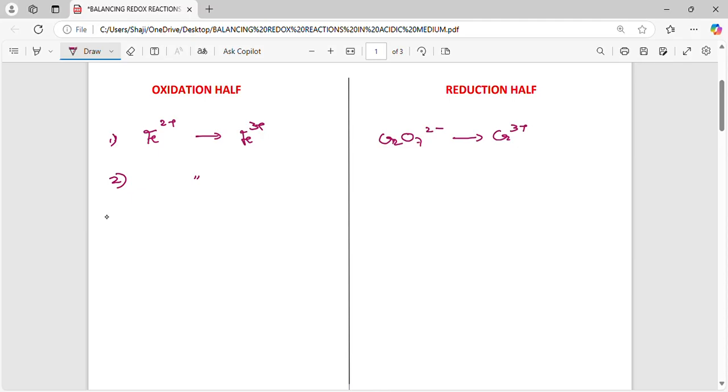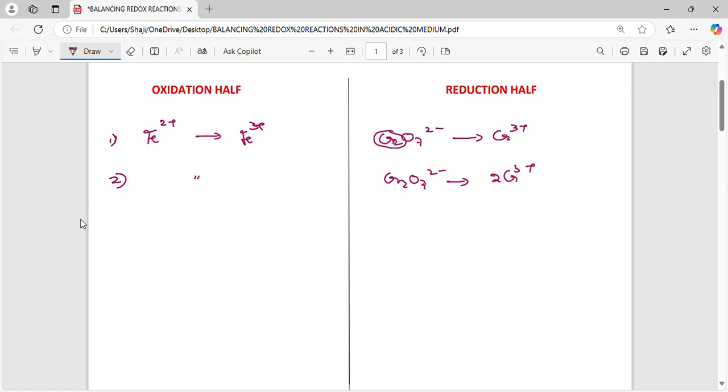But in the reduction half, you see there are 2 chromium atoms on the left side, but there is no chromium on the right side. So we'll do the balancing like this: Cr2O7 2- gives 2 Cr3+. So now chromium is balanced.